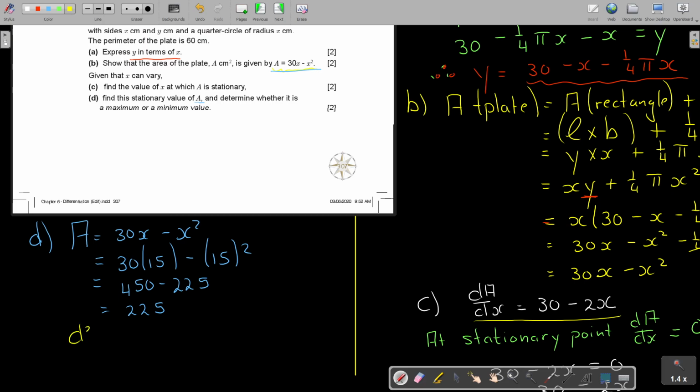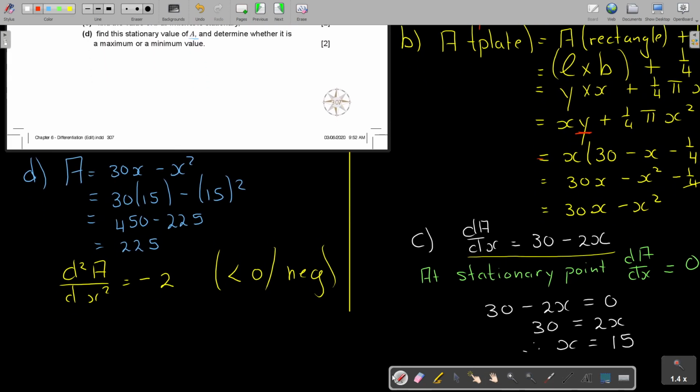Let's just rewrite it correctly. So it's d squared A over dx squared. It's almost like the squares are opposite. So that's why I realized I was making a mistake. Then it's going to be negative 2. And you can see it's smaller than 0, or it's a negative value. So you can end up by saying, therefore, a maximum value of A. And that's how you do it. Not so difficult.